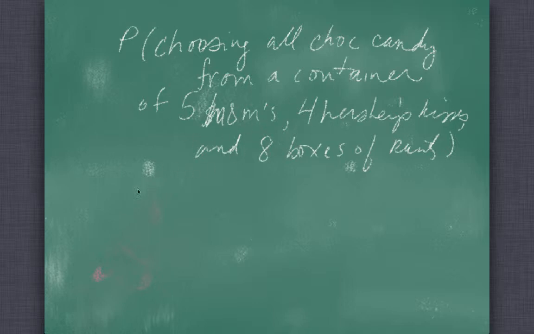Then what we would say is this is the number of ways I can choose. I'll say 4. So let's say I'm going to get 4 pieces of candy, and I want to know the probability that all four of the packages are chocolate. Then first, I've got total 17 packages of candy. 5 plus 4 plus 8, 17. And I'm going to choose 4 of them.